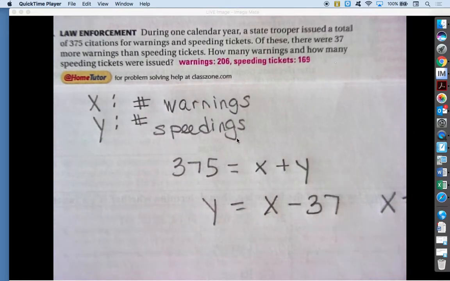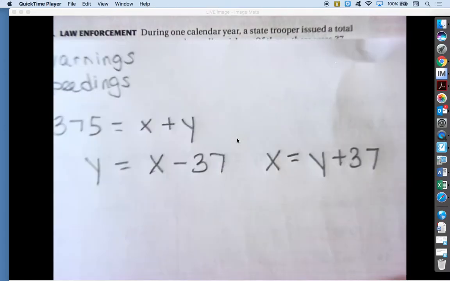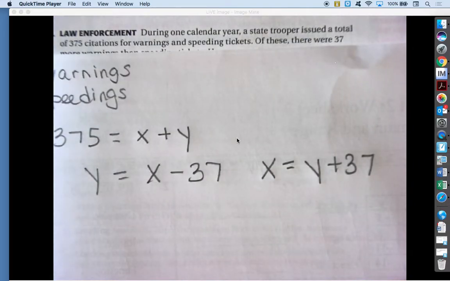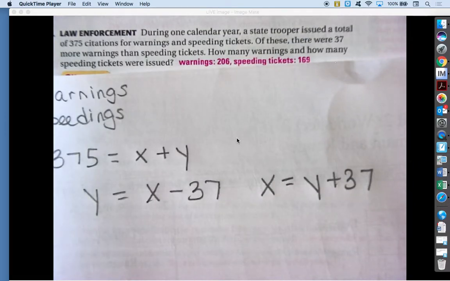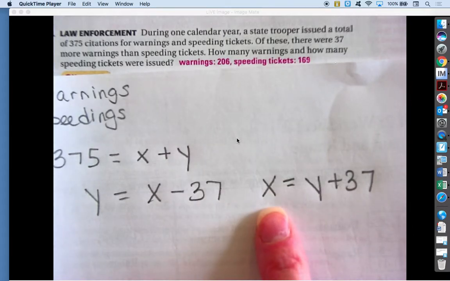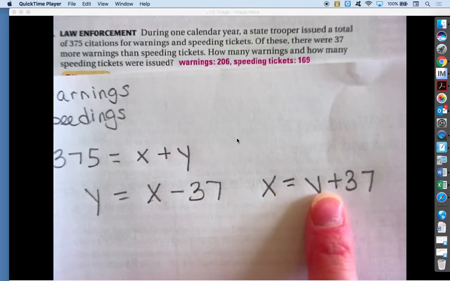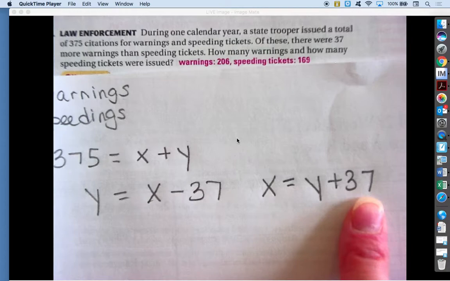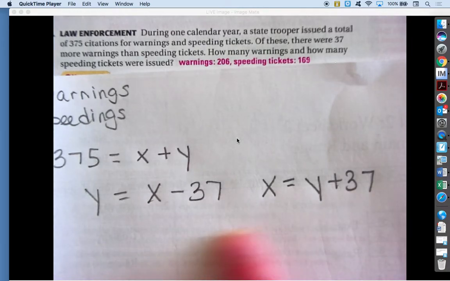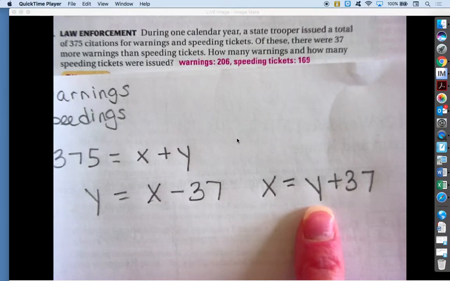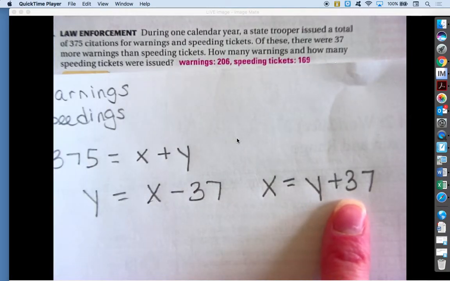So you could have also thought about it a second way. Either one will give you the same result. In this case, you're saying the warnings would be the speeding tickets and then 37 more. But they mean the exact same thing. So both equations would get you the same answer, because if I got this second one in y equals form, I would still have the same result. I'd still get x minus 37 equals y.